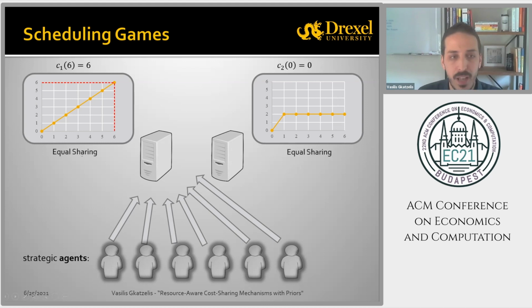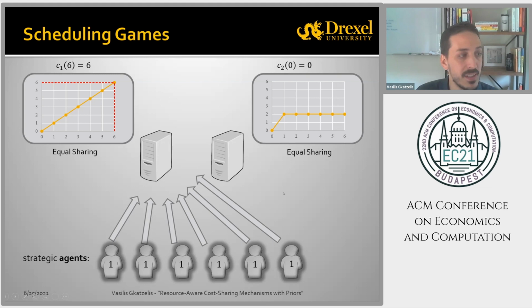For instance, the most natural choice would be equal sharing, to share the cost of the machine equally among the users. So in this case, if all 6 users choose the left machine, the cost that it induces is 6. If you share it equally, each one of them pays 1. If you observe the other cost function over here, if we moved all the jobs to the other machine, they would only pay a cost of 2. So that would be a much better outcome in terms of the social cost.